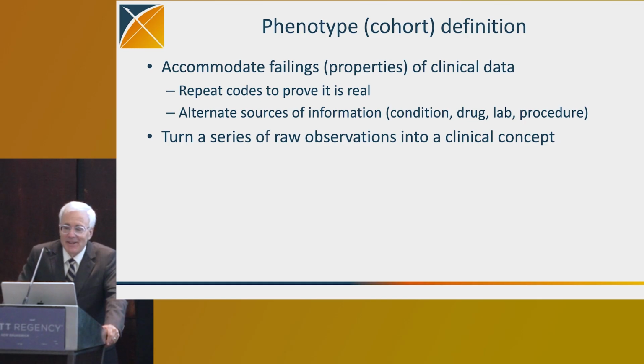One point I make to the medical students is that doctors read these charts and do a pretty good job understanding what really happened to the patient, because they read it and they know. They see a PERLA, they know, all right, that doesn't mean very much. So they know how to interpret it, and that means our phenotype algorithms have to know how to interpret it. So we look for repeated codes. If you have a lot of MI codes, they probably really had an MI and not a rule-out MI. And we triangulate using alternative sources of information like drugs and labs and procedures.